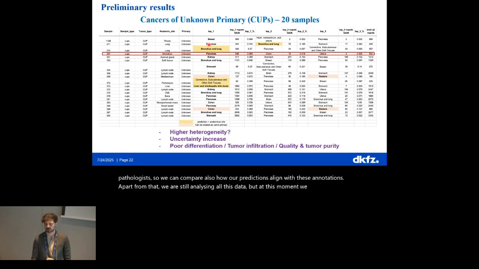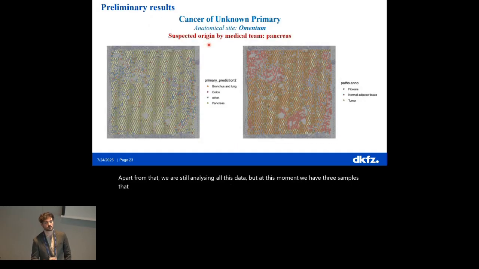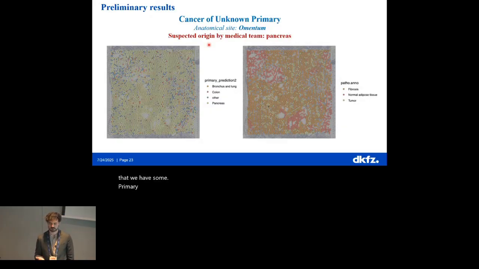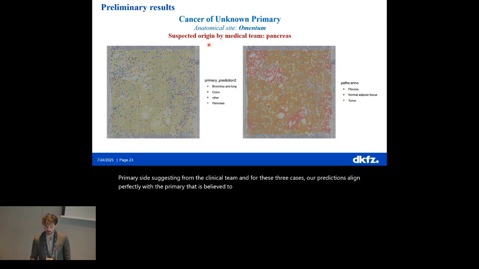Apart from that, we are still analyzing all this data, but at this moment, we have 3 samples for which we have some primary site suggestion from the clinical team, and for these 3 cases, our predictions align perfectly with the primary that is believed to be the original one. Here's one of them, predicted as pancreatic cancer.